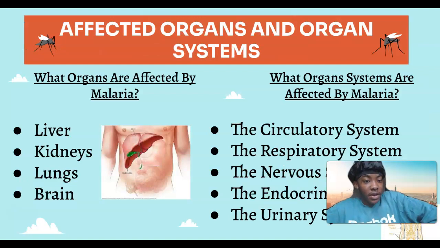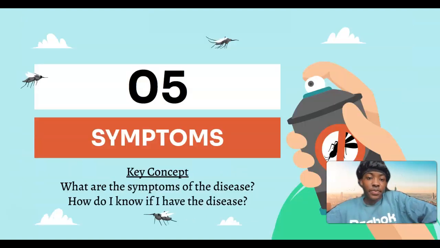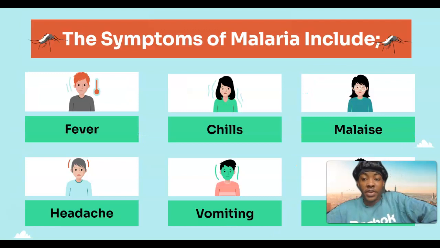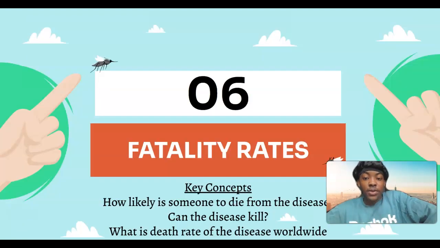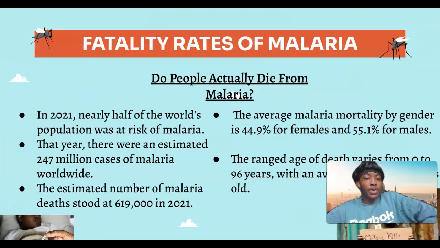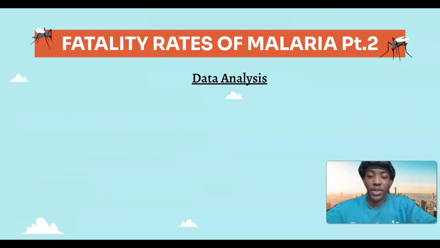So pregnant ladies. Organs and organ systems affected: the organs affected by malaria include the liver, kidneys, lungs, and brain. The organ systems affected are the circulatory system, respiratory system, nervous system, etc. The symptoms of malaria: fever, chills, headache, vomiting, diarrhea. The most common symptoms are episodes of fever and chills. The fatality rates of malaria: in 2021, nearly half the world's population was at risk for malaria. The average mortality rate by gender is 44.9% for females and 51.1% for males.